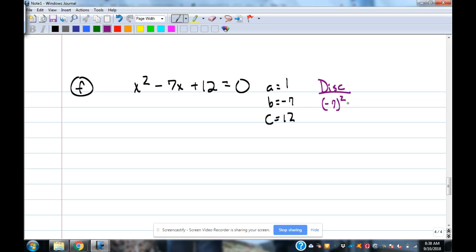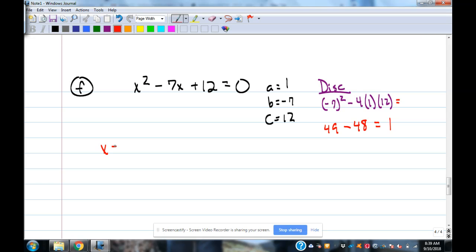Negative 7 squared minus 4 times A times C. So it'd be 49 minus 48, which is 1. What kind of number is 1? It's a perfect square. It's the perfect square we usually forget about. We look for 4 or 16 or 25, stuff like that. But 1's a perfect square as well. So that means when we take our square root, we're going to get a nice easy number.